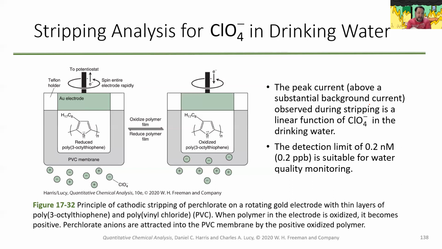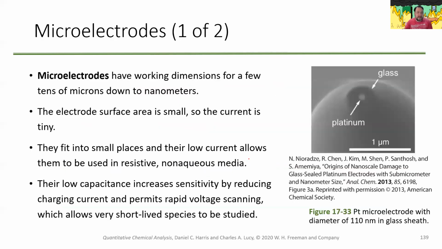So here they're looking at a stripping of perchlorate on a rotating gold electrode with thin layers of polyoctyl thiophene and polyvinyl chloride. So here you've got your PVC membrane, right? That's basically allowing selective permeation of your chlorate. And then you're looking at how this is interacting with that thiophene.